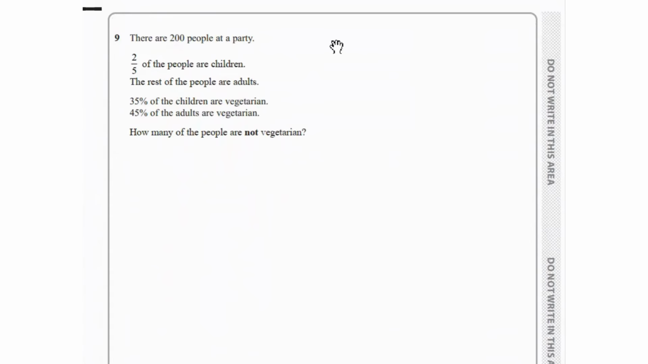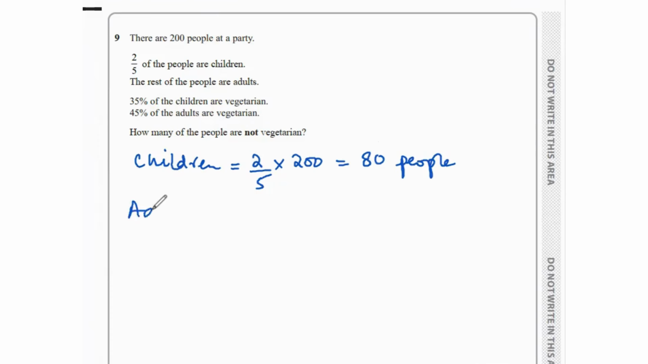Then there are 200 people at a party. 2/5 of the people are children. The rest of the people are adults. 35% of the children are vegetarian and 45% of the adults are vegetarian. How many of the people are not vegetarian? So first, let's find the number of children. That's 2/5 of 200. That is equal to 80. Adults are going to be 200 minus 80. That's going to be 120.